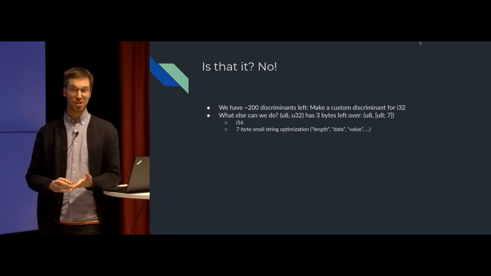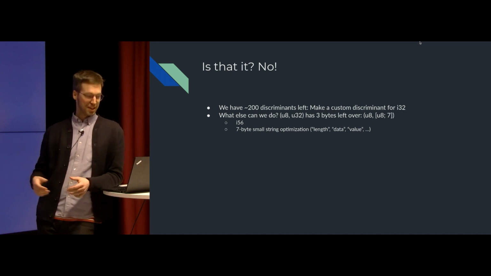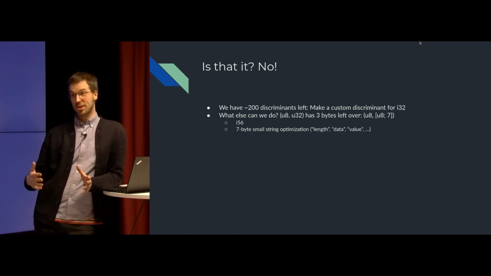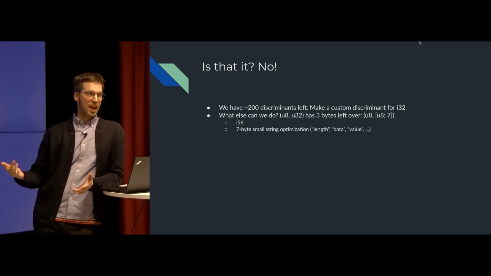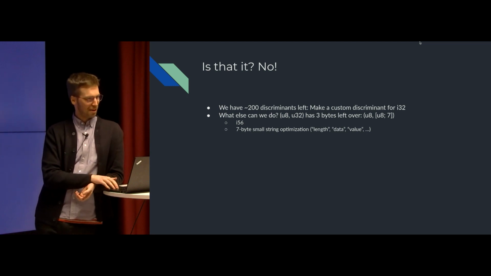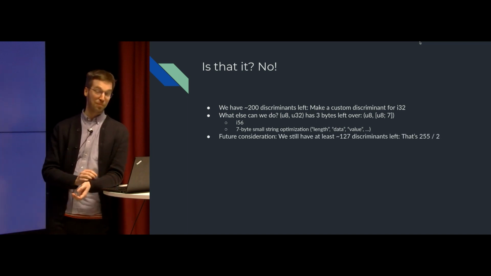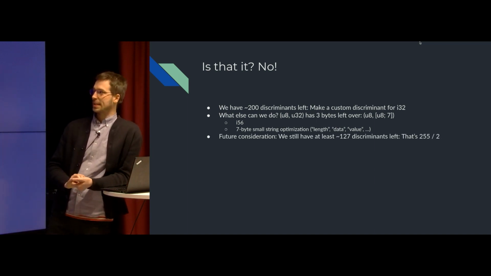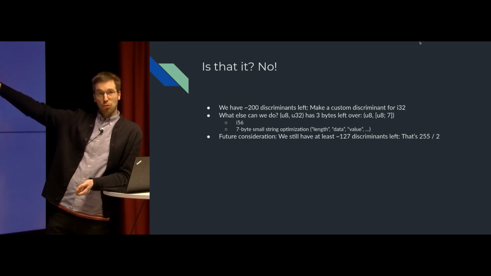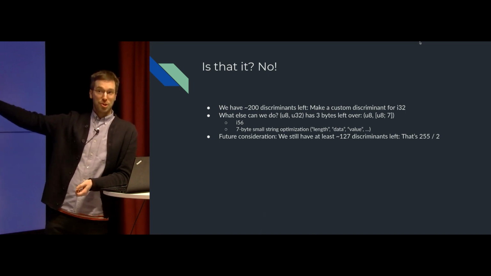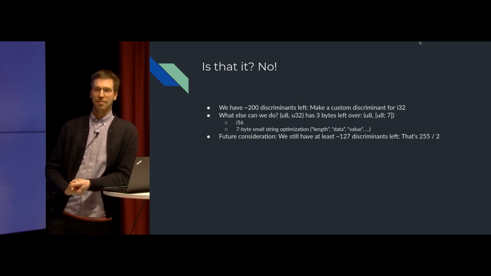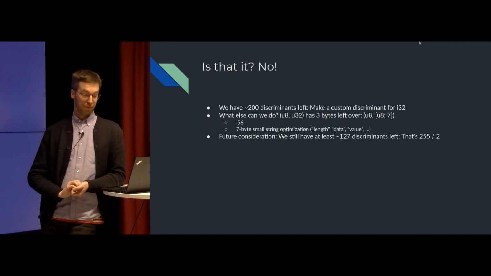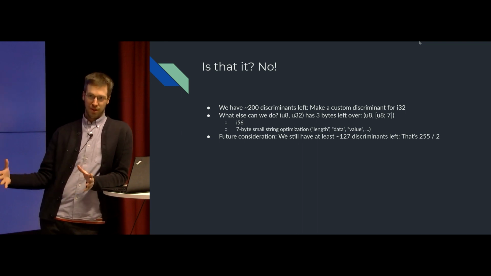short string optimization. So length, data, value, these sorts of strings that are very common in JavaScript. You get all of these on the stack. That's kind of lovely. Yeah, I'm digging this. A future consideration also is that even if we go really crazy on making all sorts of stack-based data variants, we still probably have about 127 discriminants left over. So half the discriminant set is unused.